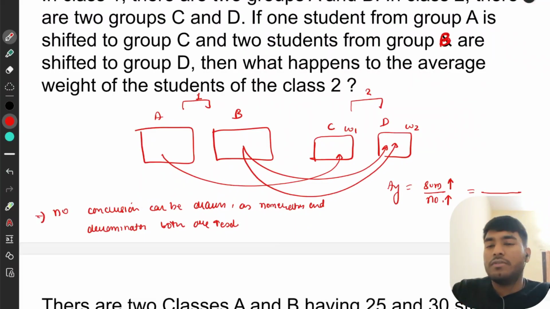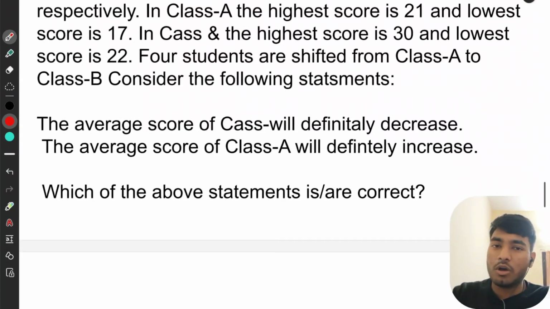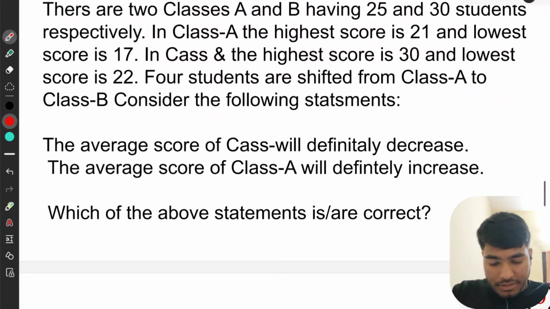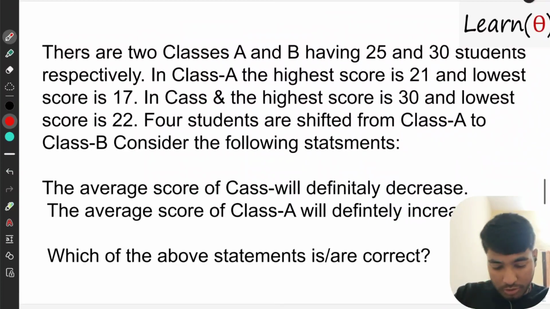So this is a way of how you can get a skip from the question. But do not use it always. These are beneficial only when you are getting a very tough question. Well, let us take this question. There are 2 classes A and B, and this is a good question because some numerical value is given, having 25 and 30 students respectively.